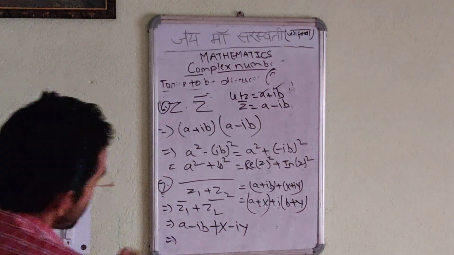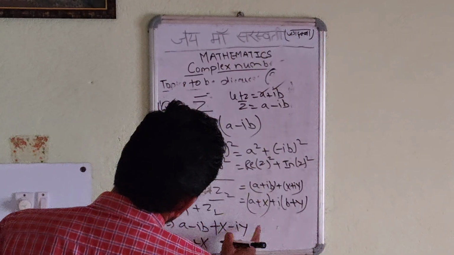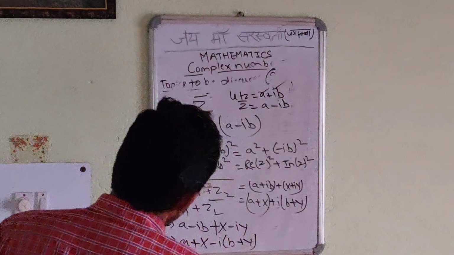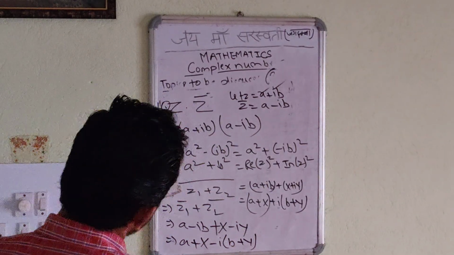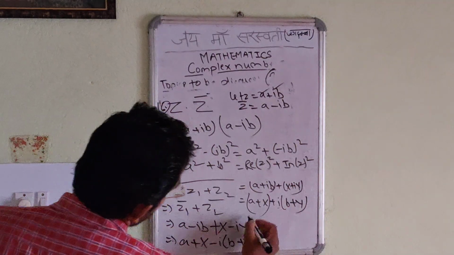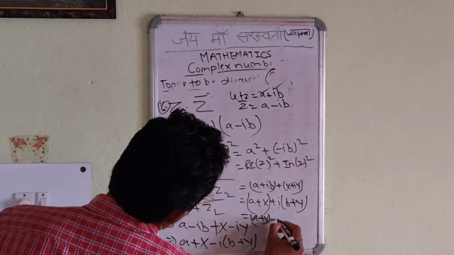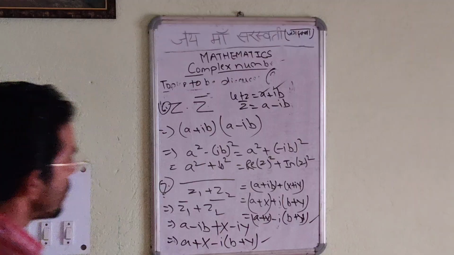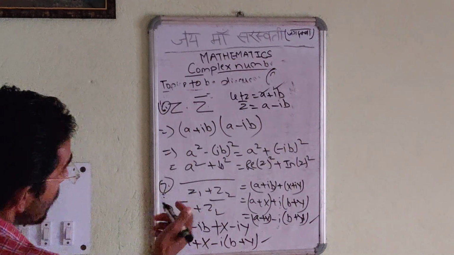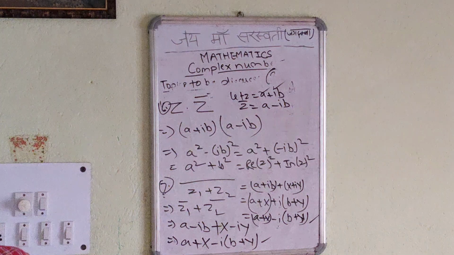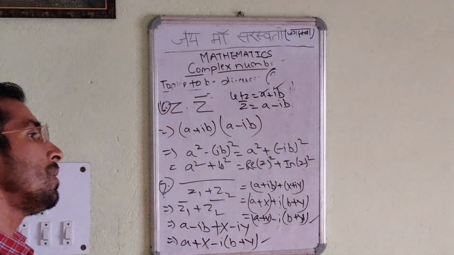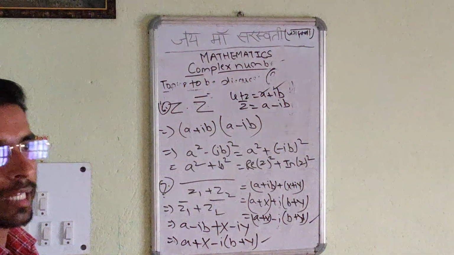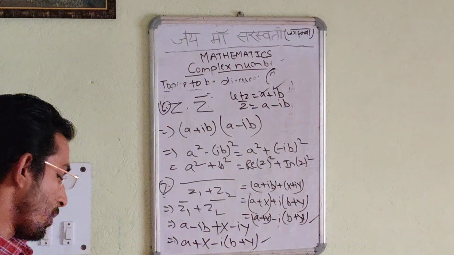So it is a plus x, and taking minus i common, b plus y. So the whole conjugate of z1 plus z2 will be a plus x minus i times b plus y. These two parts are equal. So we can easily say that the conjugate of the addition of two complex numbers is equal to the conjugate of the first plus the conjugate of the second. That is the seventh property.